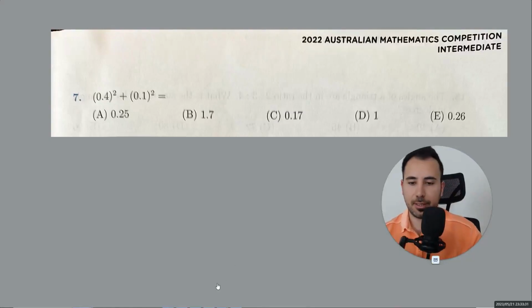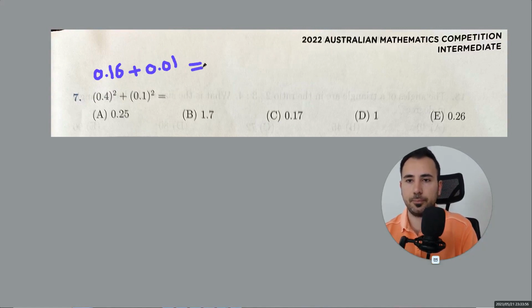Okay, we are on the next page. So question 7. 0.4 squared is going to be 0.16, plus this squared is 0.01. We add them: 0.17. It's going to be C.